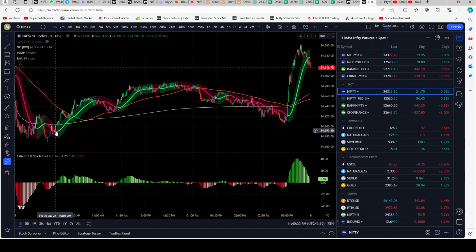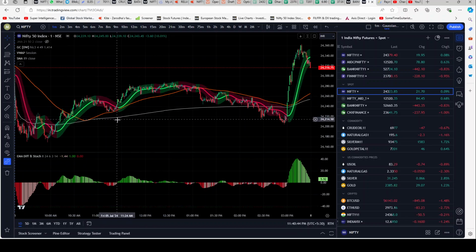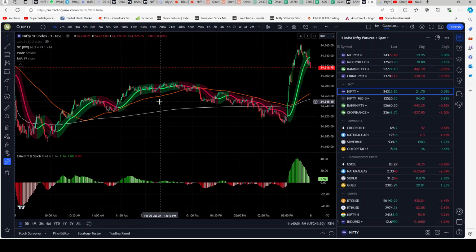Somebody who's catching it over here compared to somebody who's catching it over here, this guy will only get so much, but this guy gets it from end to end, right? So that's the difference. In this one, it was already above all three, so it was green and above VWAP, above the 89, it doesn't matter.